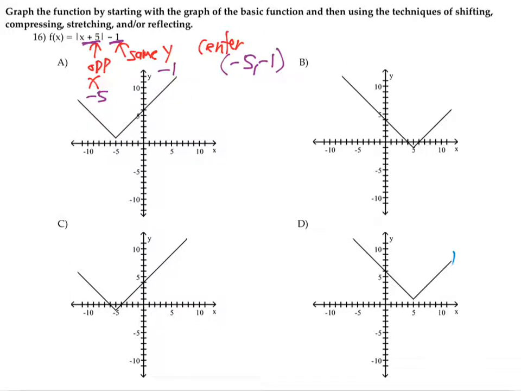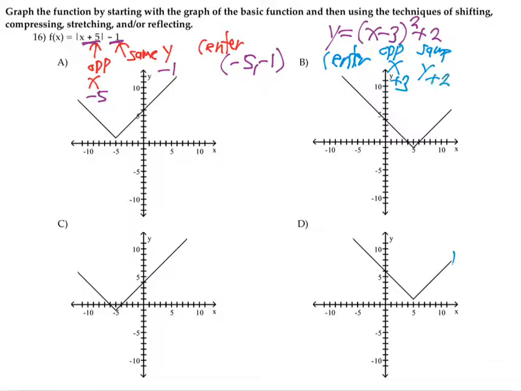Now they could change it on the exam. It might be something like x minus 3 squared plus 2 or whatever, right? It might not be absolute value. It might be a squared function. Still, you would find the center by doing opposite, same. The x would be opposite, the y would be same. The opposite of negative 3 would be plus 3. The same as plus 2 would be plus 2. The center would be 3, 2.